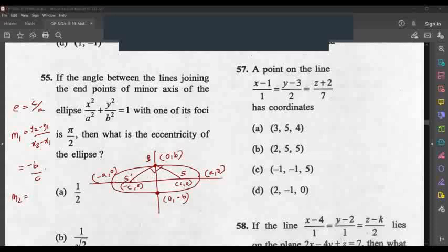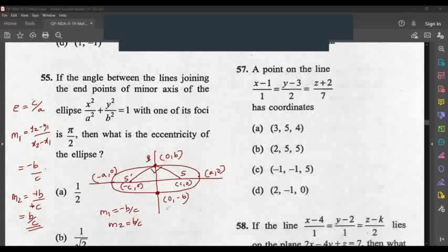Then m2, that is the slope of BS dash. What is that? y2 minus y1. So 0 minus b, that is minus b by minus c minus 0. So that is minus c. So that is b by c. Okay, so m1 is minus b by c, m2 is b by c.